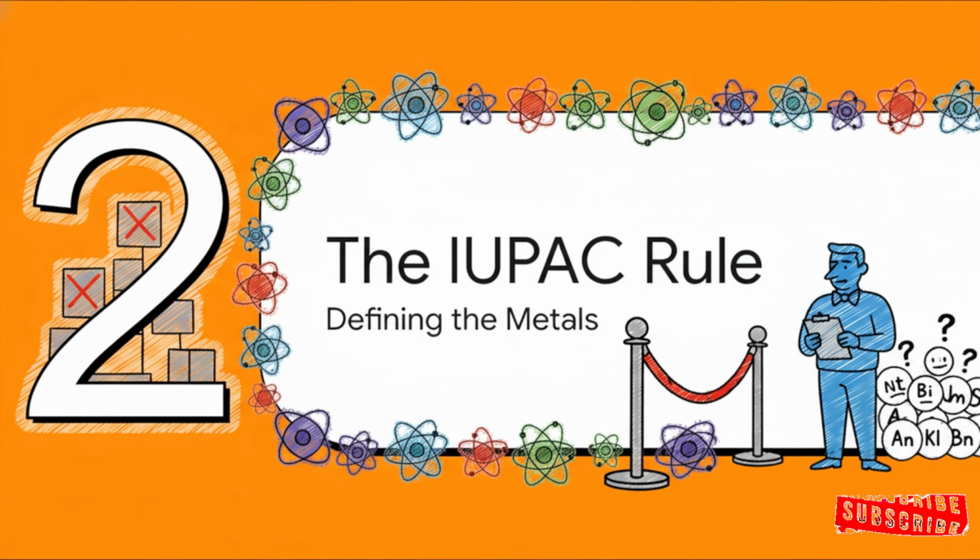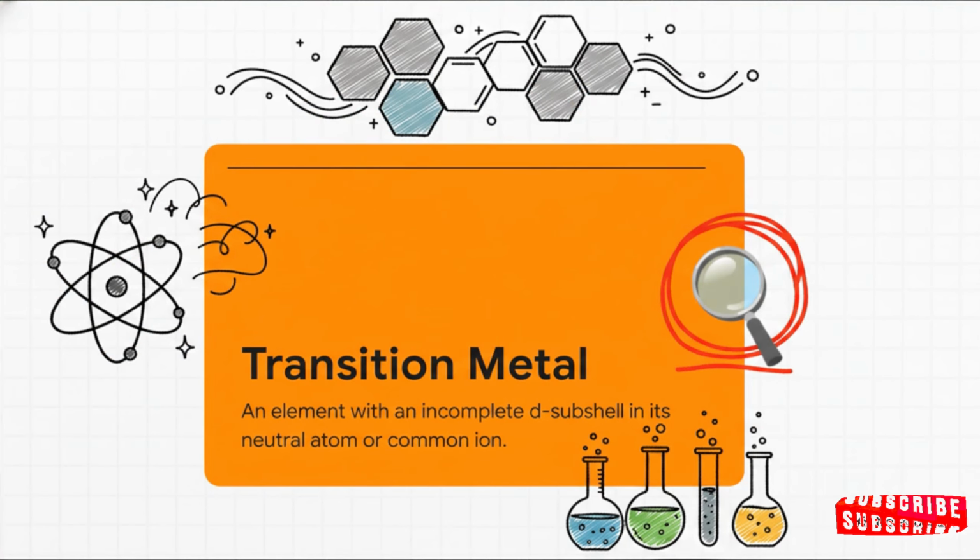Moving smoothly along to Section 2, the IUPAC transition rule. So, according to the strict IUPAC definition, a true transition metal absolutely must have an incomplete D subshell in either its neutral atom or its common ion. If you're taking notes right now, literally circle, highlight, and underline that word incomplete. That is the single most crucial keyword you need to memorize here.